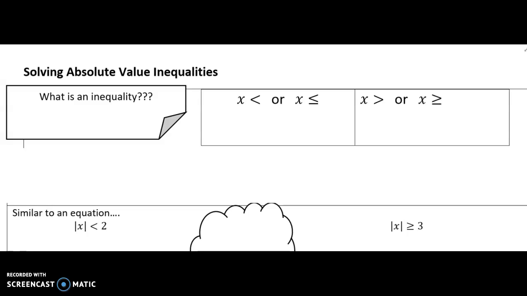Hello guys, today we're going to be solving absolute value inequalities. This is going to be very similar to equations, it's just going to be one additional step. So let's go ahead and jump right in.